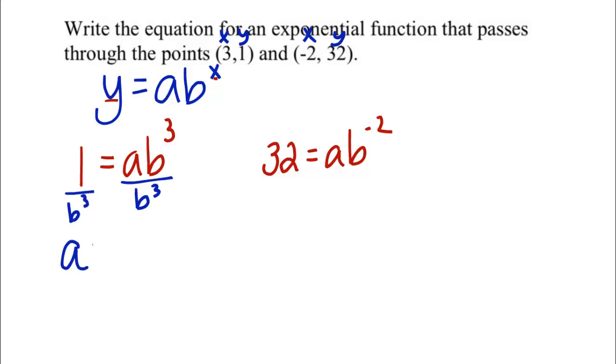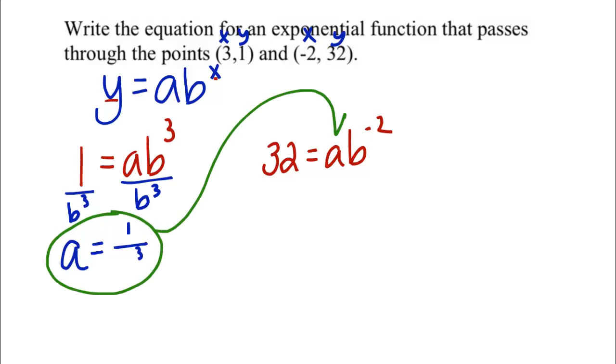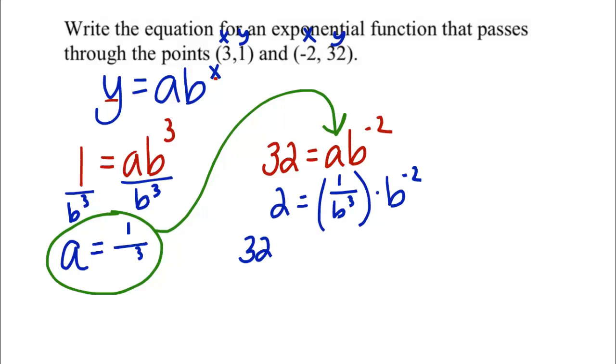So I now have that a equals 1 divided by b cubed. I just solved for a. I still have a b on the right-hand side. But now I can take that and substitute in for a over here using substitution. 32 equals a times b to the negative 2. We're using substitution. Now I have one equation with only b's in it. But it's kind of still a little nasty looking because I see b to the negative 2. I know that b to the negative 2 is the same as 1 over b squared.